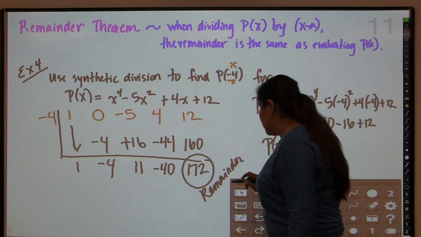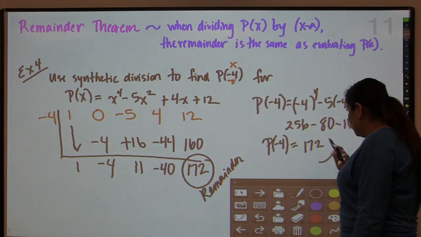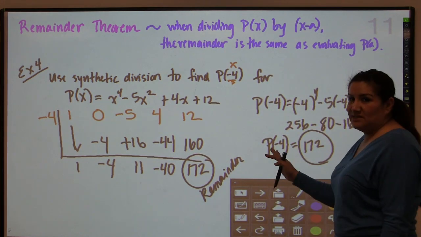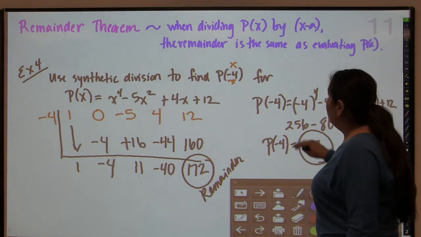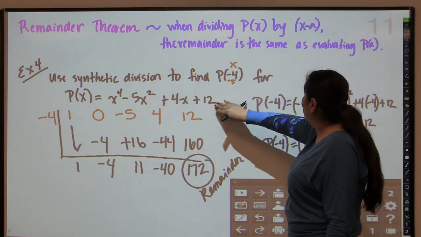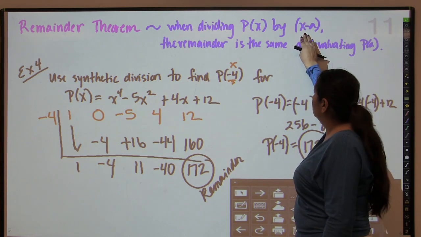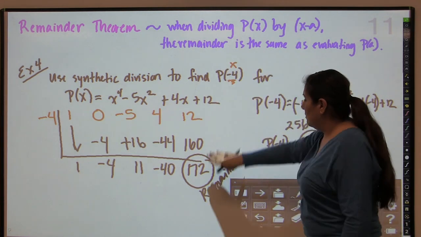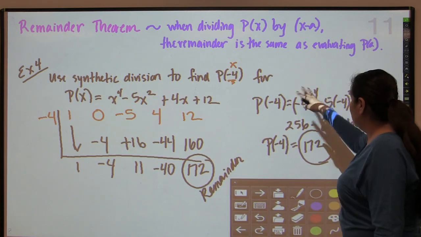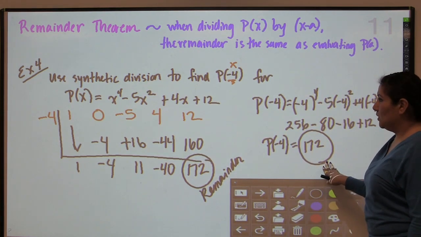So did you notice that that's 172 and this is 172? That wasn't a coincidence. That's the theorem. That when you divide a polynomial by a factor, by x plus 4 in this case, okay, then the remainder, right here, is the same as evaluating this guy, okay?